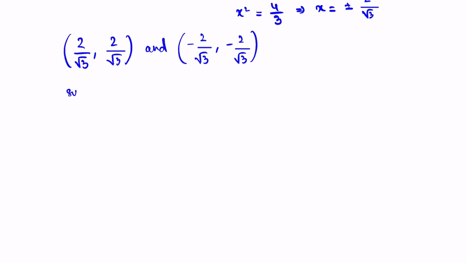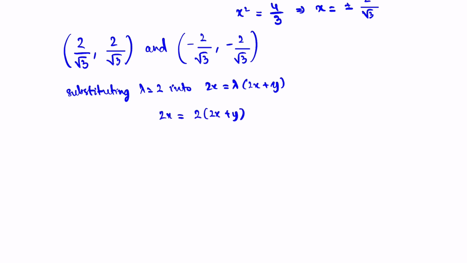Next step is to substitute lambda equal to 2 into the equation 2x equal to lambda times (2x plus y). That is, you have 2x equal to 2 times (2x plus y). If you divide both sides by 2, you get x equal to 2x plus y, or you're going to see that y is equal to negative x. And from here, again, we're going to substitute this relationship into the constraint equation.